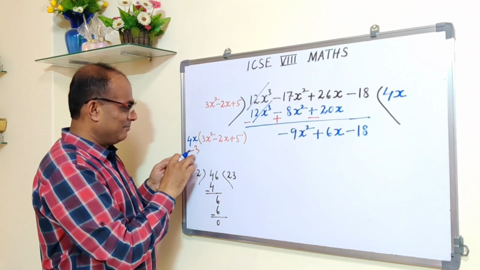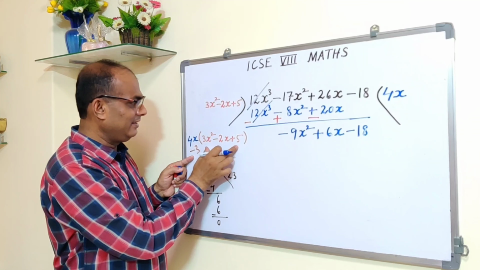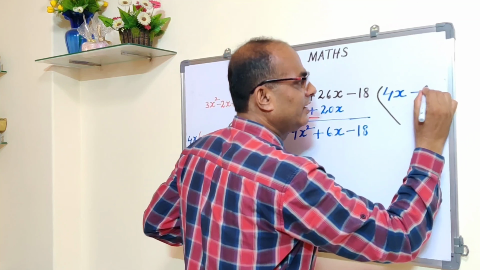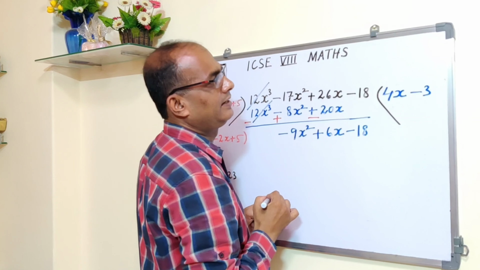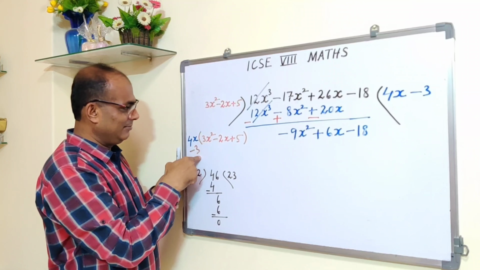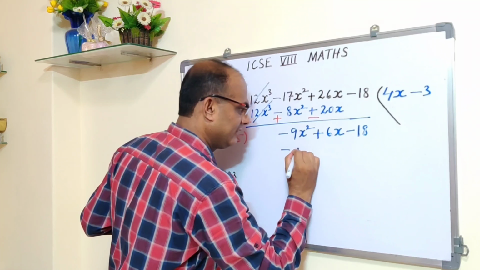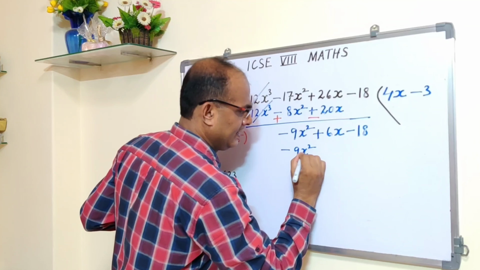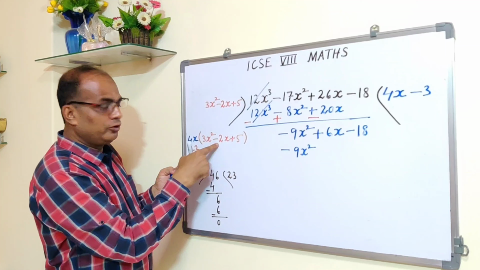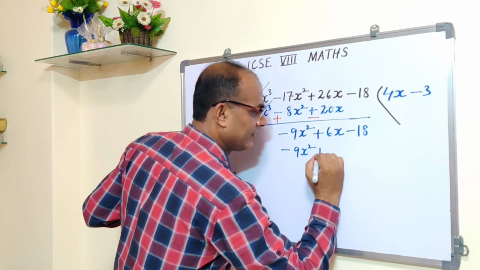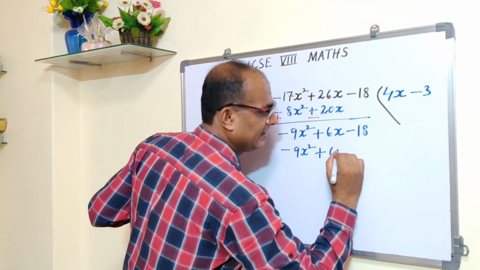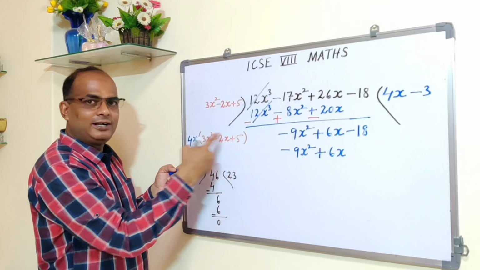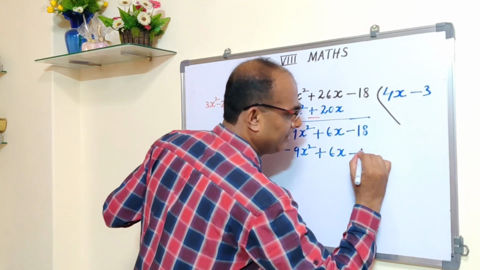Once again, we decided that we are going to multiply this entire thing by minus 3, so that minus 3 we should write down here. Minus 3 times 3 is 9, so minus 9x squared. Then minus into minus is plus, 3 2s are 6, plus 6x. And then minus 3 times plus 5, 3 5s are 15, so minus 15.